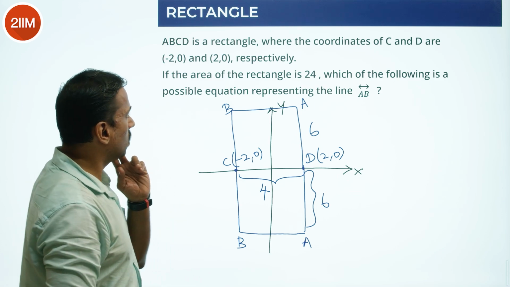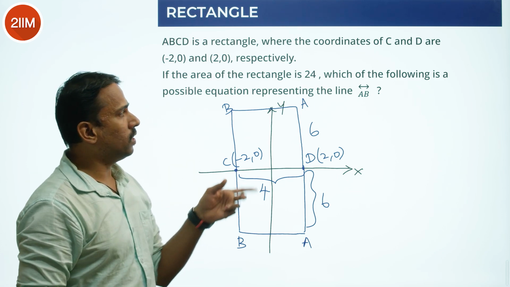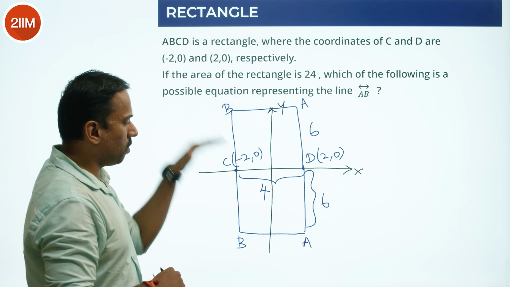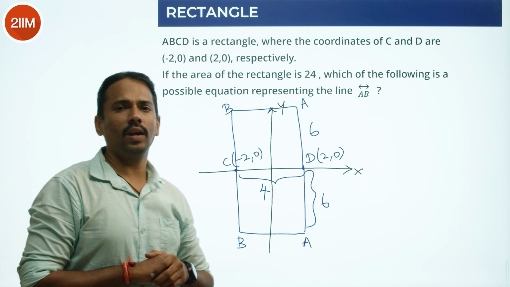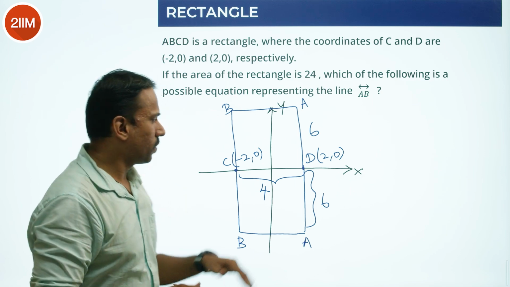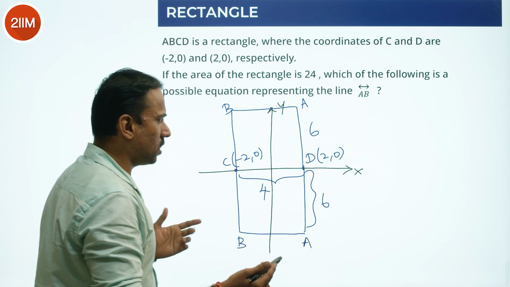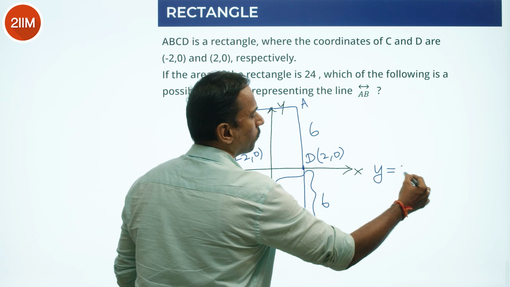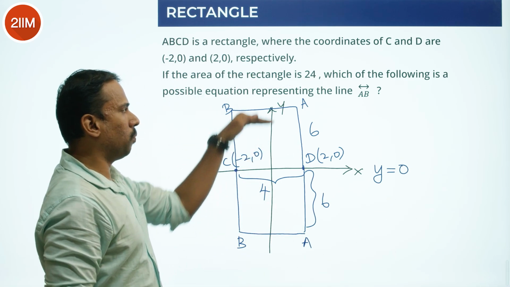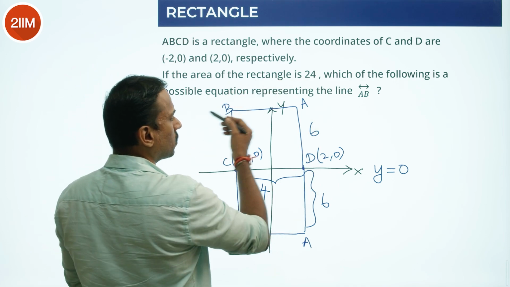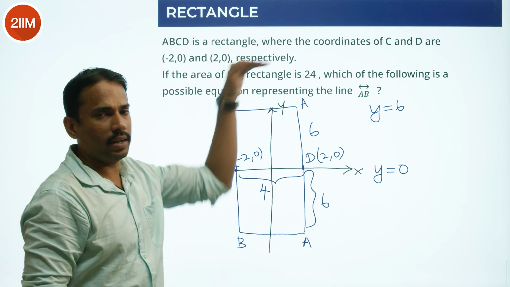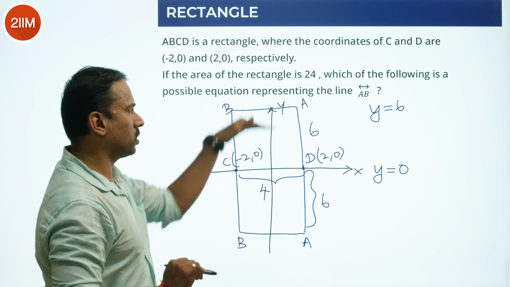Now the question is, which of the following is a possible equation representing the line AB? That means AB could be here or here. So we will have to find which one is a possible answer. That's it. Fine. Now we can easily find both the things. This is going to be x-axis. X-axis, the equation is y equals to 0. And this is exactly 6 units away, and it's on the positive side. That means this line has to be what? Y equal to 6. Because 6 units away from x-axis, and at the same time it's on the positive side.